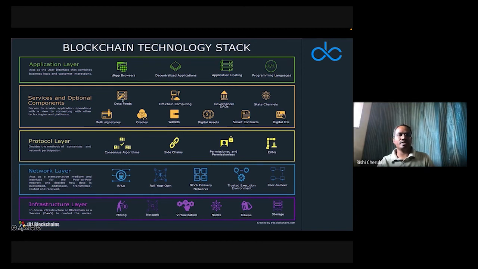Then you have your multi-signatures, oracles, wallets, and all of these. These are your optional components. Then you have your protocol layer, which talks about consensus algorithm, side chains, permissionless distributed ledgers, and then Ethereum virtual machines, and so on. Then you have a network layer, which takes care of the peer-to-peer or blockchain network layer. And then you have the infrastructure layer, where mining, virtualization, tokens, and all of these things are there. So this is your typical tech stack.